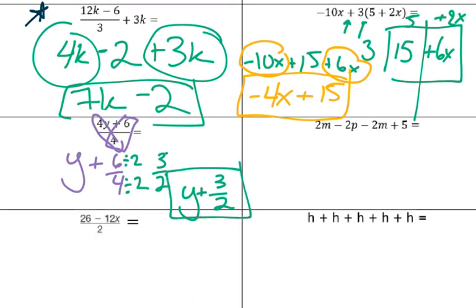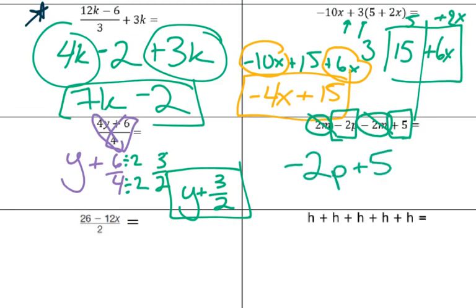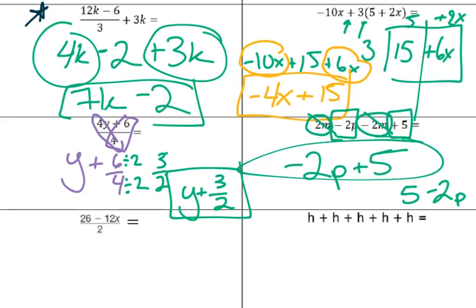This next one, we don't have any distribution, no multiplication, no division, but we are going to simplify our like terms. 2m and negative 2m together make 0m's. Negative 2p and positive 5, neither of those can be combined, so your answer should be negative 2p plus 5. Or if you rewrote it, it could also be 5 minus 2p, or plus a negative 2p. But this is my preferred way to read it.